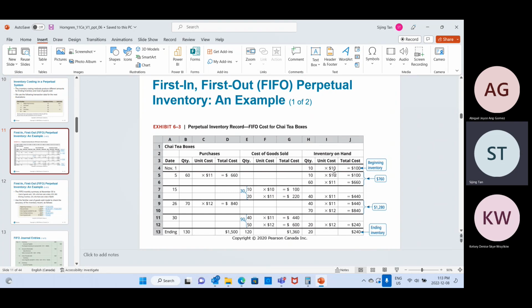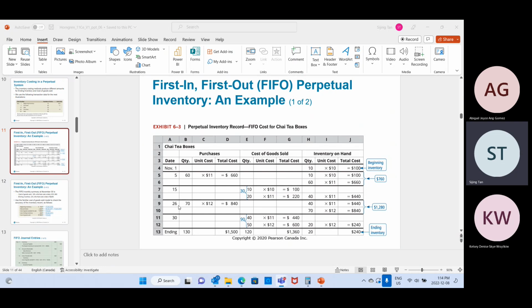So we sell 10 boxes at $10 each, and then 20 boxes out of the 60 times $11. So the total cost of goods sold will be 100 plus 220. Okay. Then how much is left in our inventory, which is inventory on hand? Now we sell 30, we have a total of 70, so we have 40 left. What are these 40 boxes? Those 40 boxes are coming from the 60 boxes, right, at $11 each. Then our total inventory on hand after the first sale will be $440.